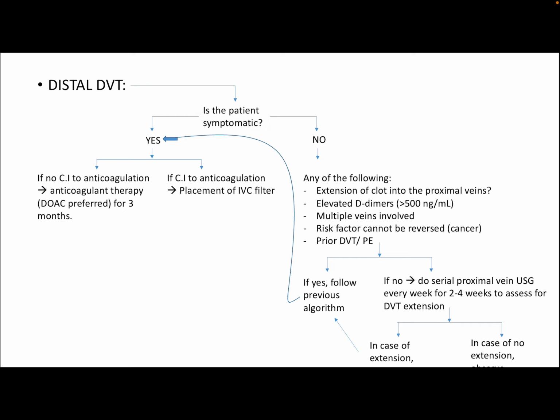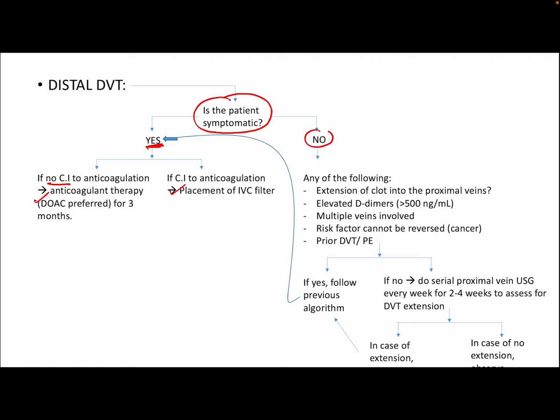Coming to distal DVT, what is the treatment algorithm? For distal DVT, the first thing is to check if the patient is symptomatic or not. Because the decision to start anticoagulation essentially depends on whether they're symptomatic or not. So if they are symptomatic with no contraindication to anticoagulation, then we go ahead and anticoagulate them for 3 months. And if there is a contraindication, we'll place an IVC filter.